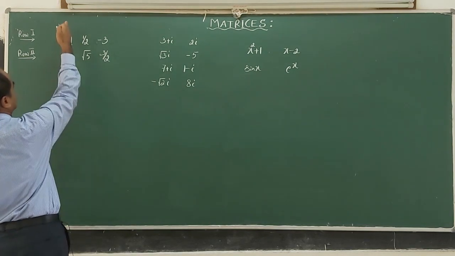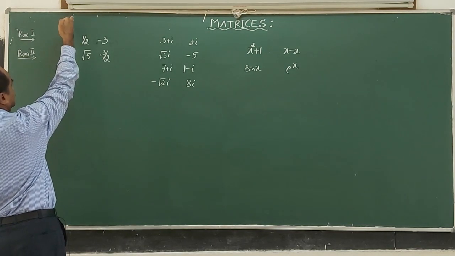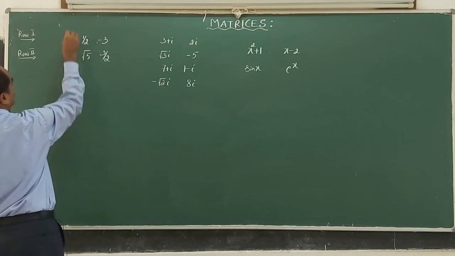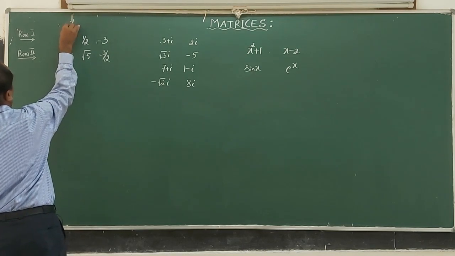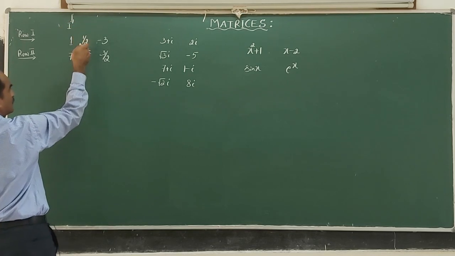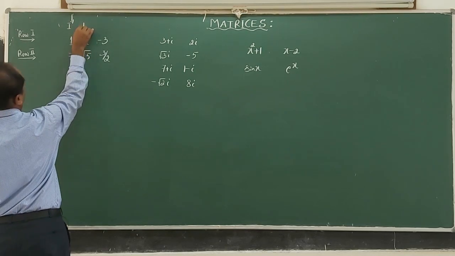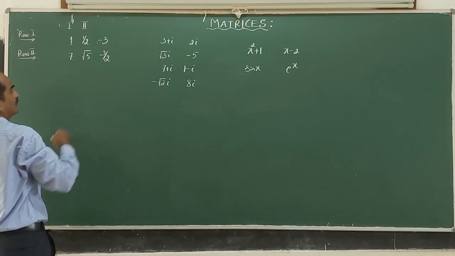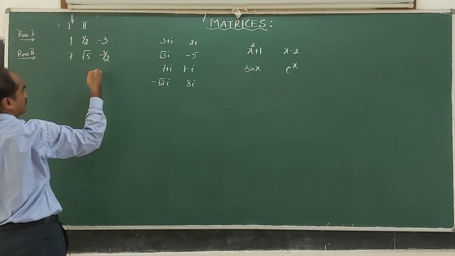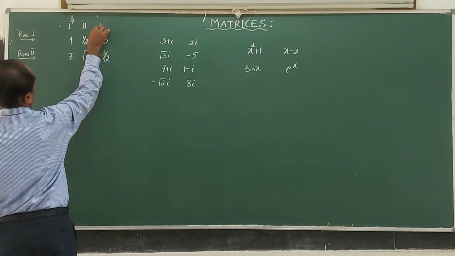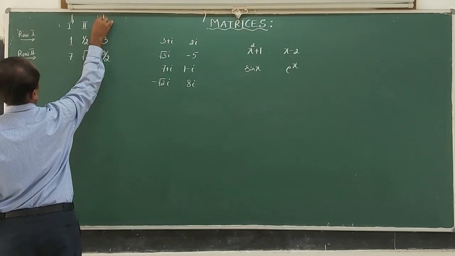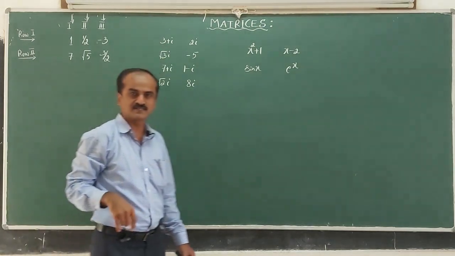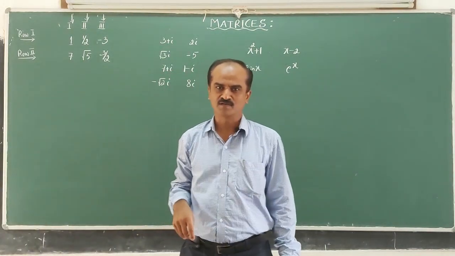Now observe the elements vertically. That is 1, 7 written along a column. So this is column number 1. 1 by 2, root 5 are present in the second column. Another vertical line of elements, that is minus 3, 3 by 2. So this is the third column. So like this we arrange the numbers in the form of rows and columns.